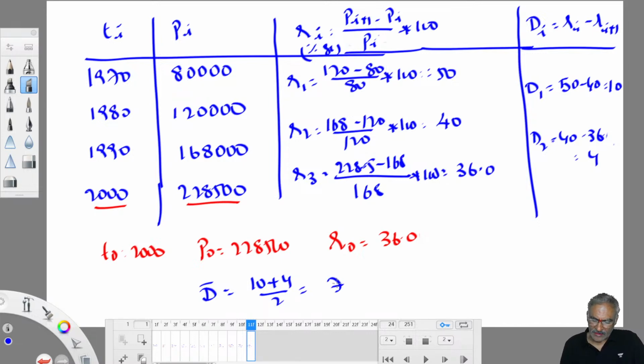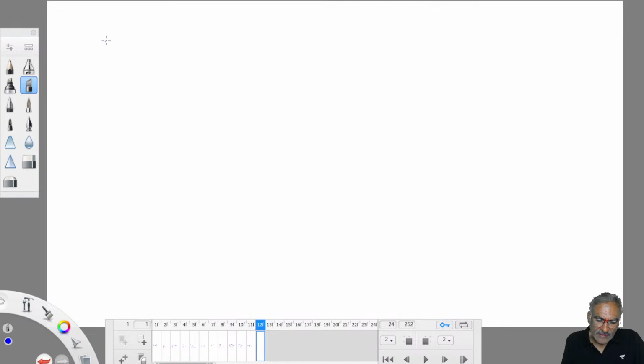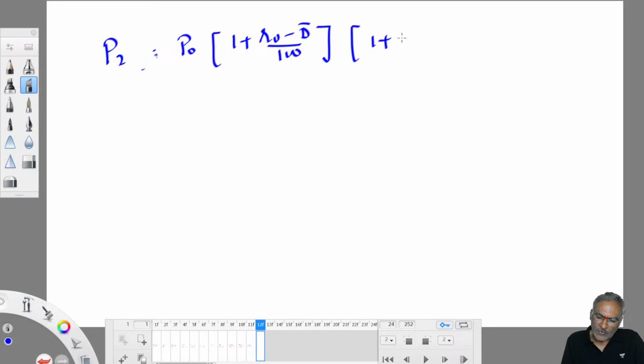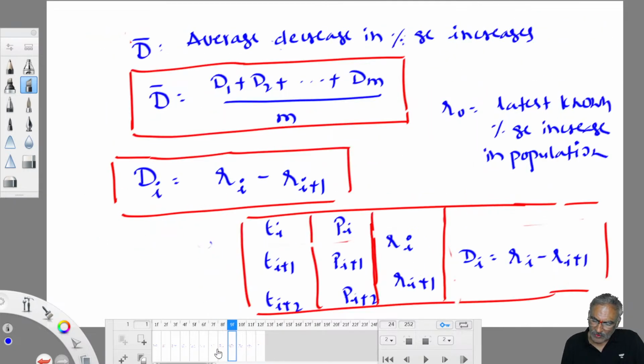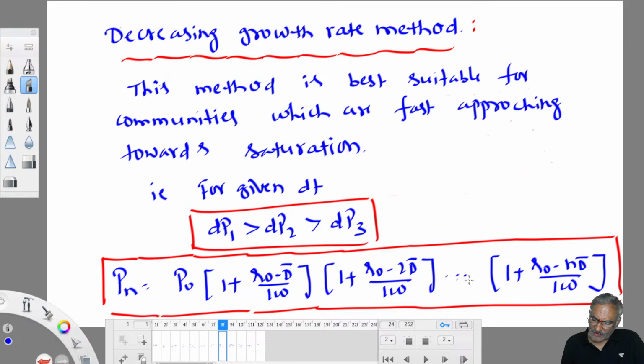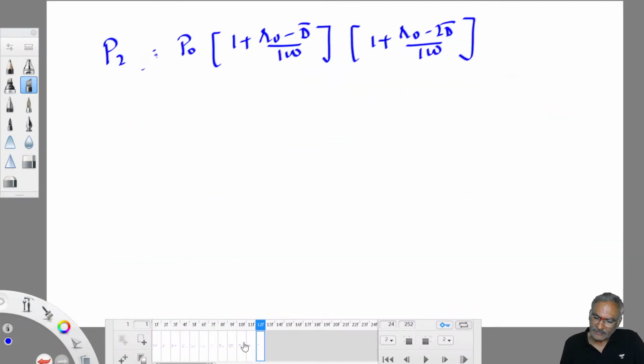You have been asked to find out the population after 2 decades. So the population in 2000 is given, no? Population after 2 decades, you have to write that geometric equation with a decreasing rate: 1 plus R0 minus D bar by 100, 1 plus R0 minus 2 D bar by 100. Every time it decreases by D bar rate, that was the assumption here. N number of times you have to write. If it is 2 times, 2; 3 times, 3; n times, it decreases n times.